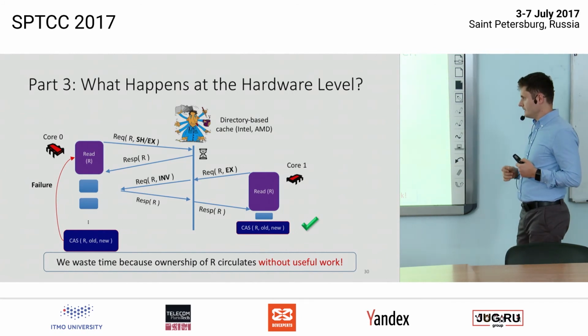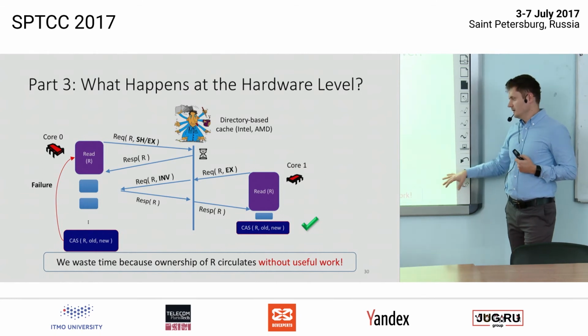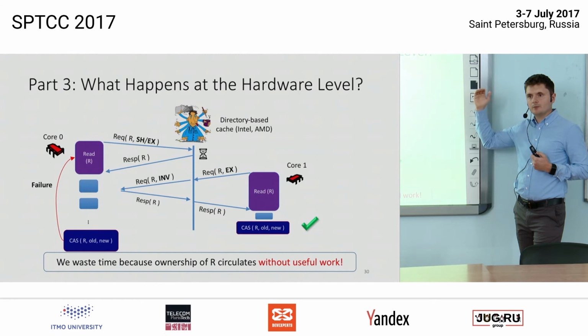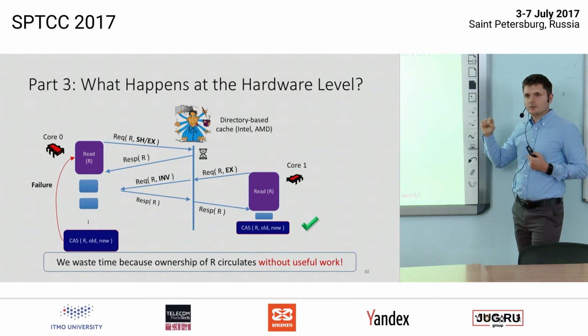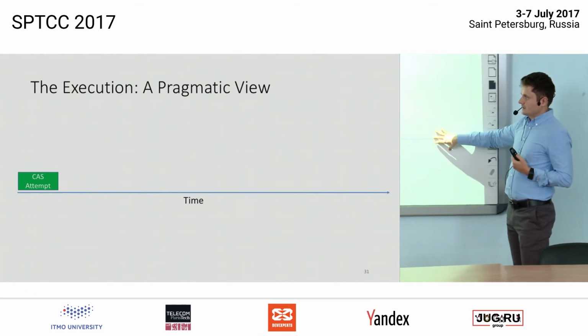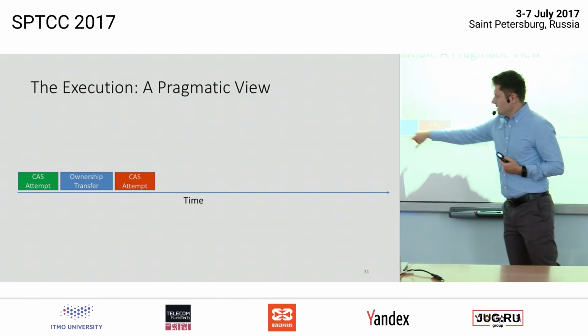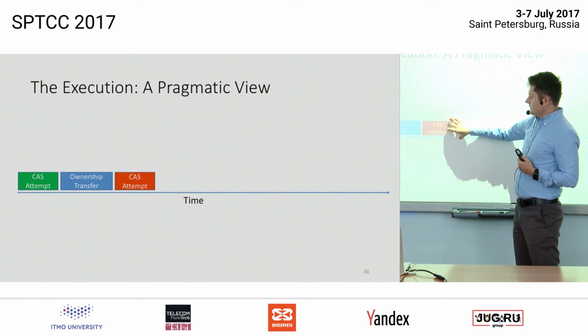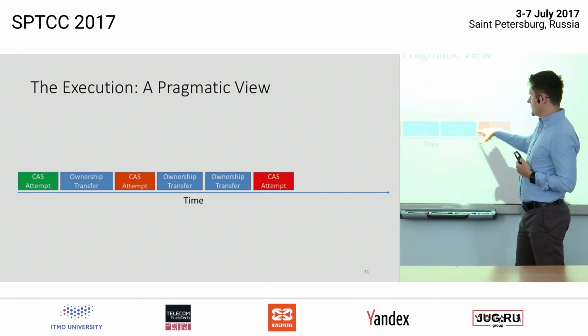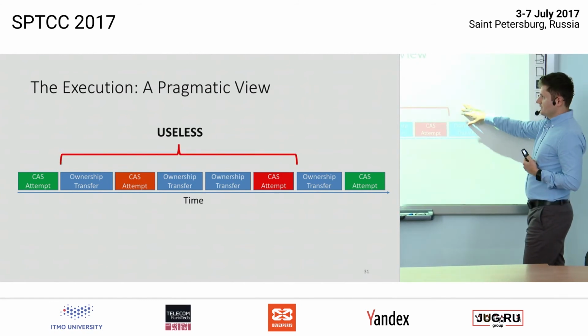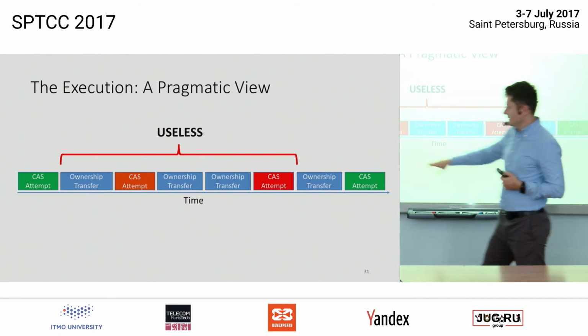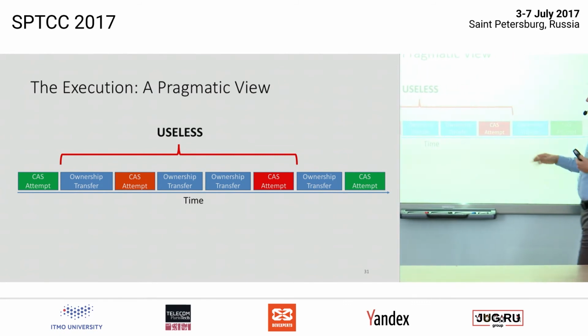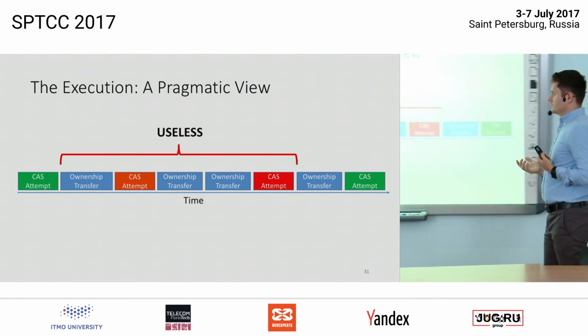All right. So we waste a lot of time because ownership of the variable circulates without useful work. The difference between what we think the data structure might get and what you see in practice comes largely from this extra overhead, which is very hard to model because it's system specific. These latencies can be different, and the protocol can be slightly different, and so on. In practice, the execution has a CAS attempt, a couple of ownership transfers, failed CAS attempts, another ownership transfer, and so on. Only a part of these, the ones that result in successful CAS attempts, are actually useful. There's a lot of data traveling around without any work getting done.